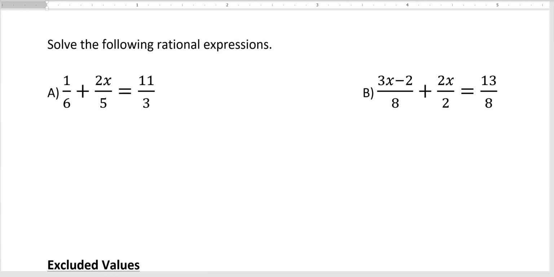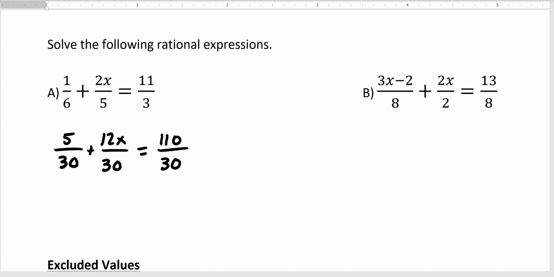So 1/6 plus 2x over 5 equals 11 over 3. In order to make this work, I need a common denominator for 6, 5, and 3. Let's see, 6, 5, and 3, I think 30 would be the way to go here. So I'm going to switch all these fractions to being over 30. So 1/6 would be 5/30ths. 2x over 5, well, if I multiply 5 times 6 to get 30, then I need to multiply 2 times 6 to get 12x. And then 11 over 3, I need to multiply both those by 10.